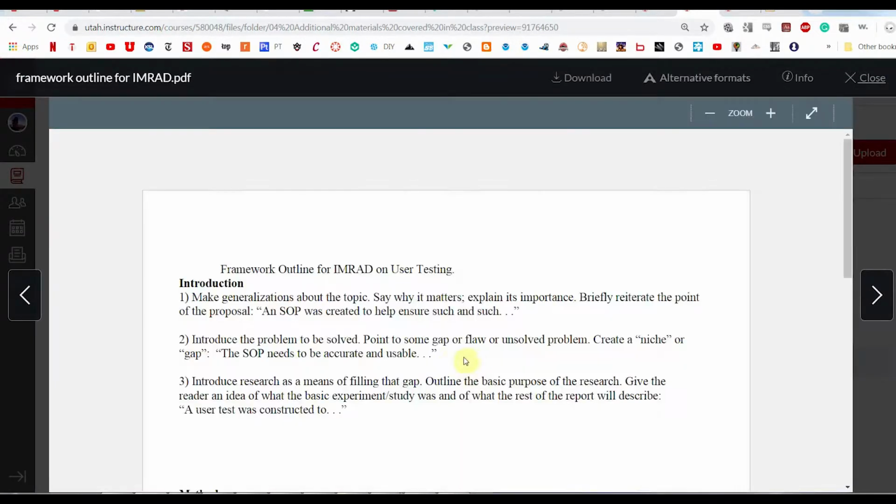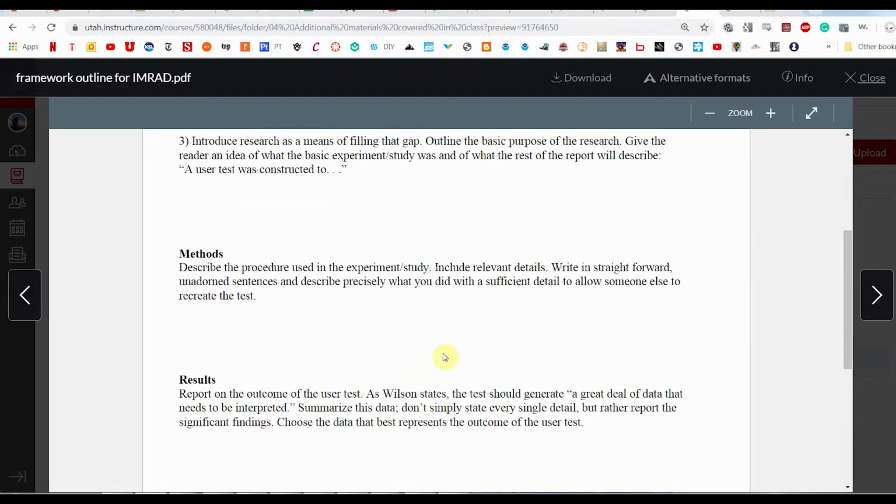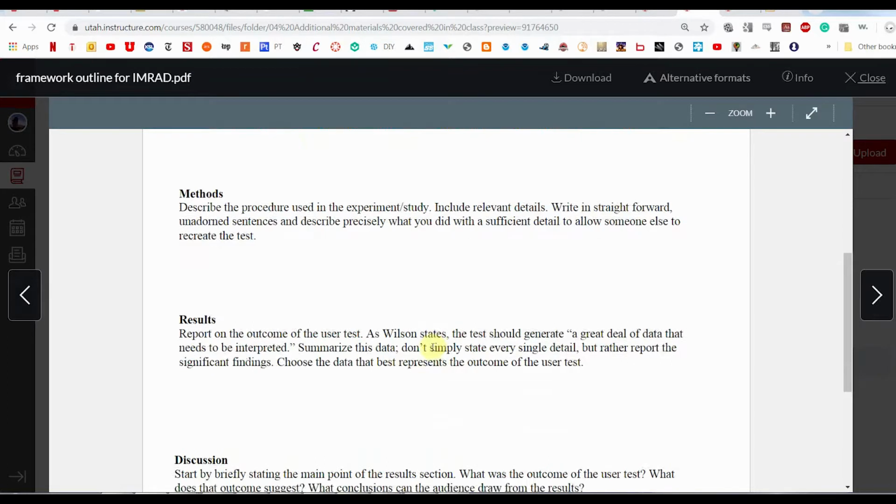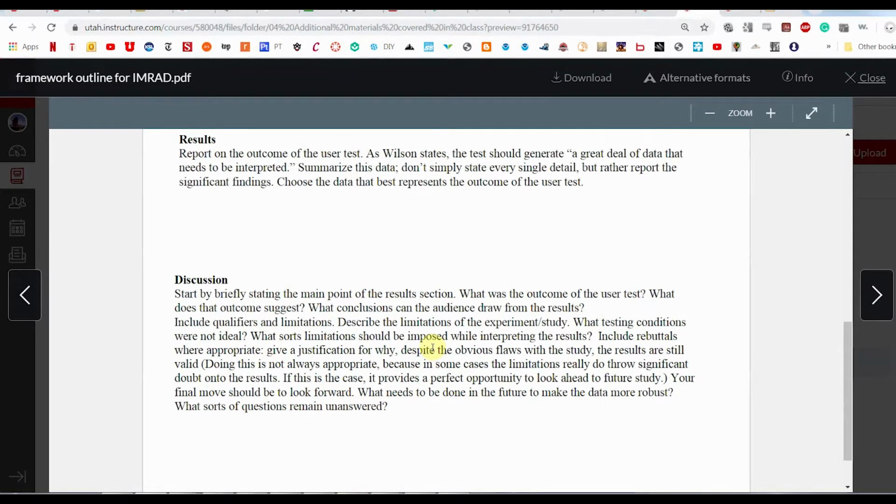So this document has little descriptions of all these moves. We had something similar when you were writing the proposal. I'm asking you to look through this and make sure you're following the lead that this document is trying to give. It goes through and talks about all the different rhetorical concerns of these different sections. Notice that there is a lot in the discussion. There's a lot of stuff that needs to happen there. So please open up this document and read through it as you're writing your IMRAD report.